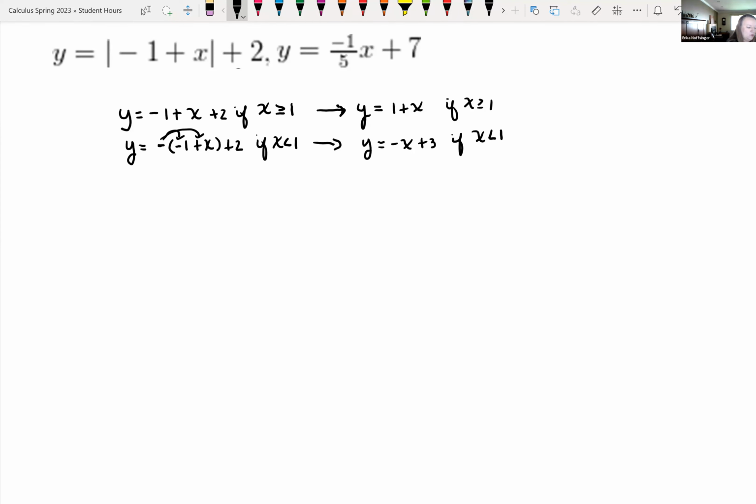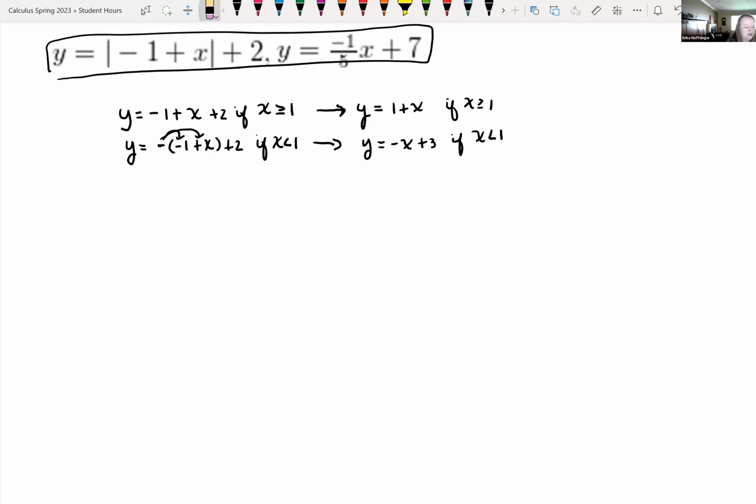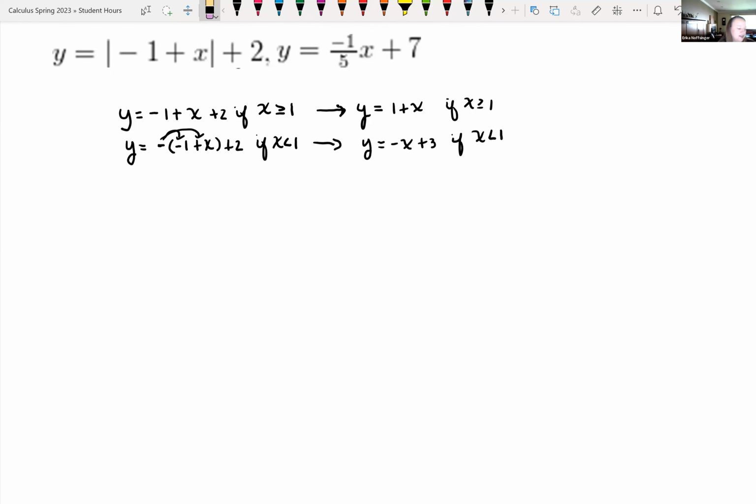We need to know when these two equations are going to be intersecting one another. And so let's set those two equations equal to each other. So we're looking at when is this absolute value of negative 1 plus x, end of absolute value, plus 2, equal to the other equation, which is negative 1/5 x plus 7?